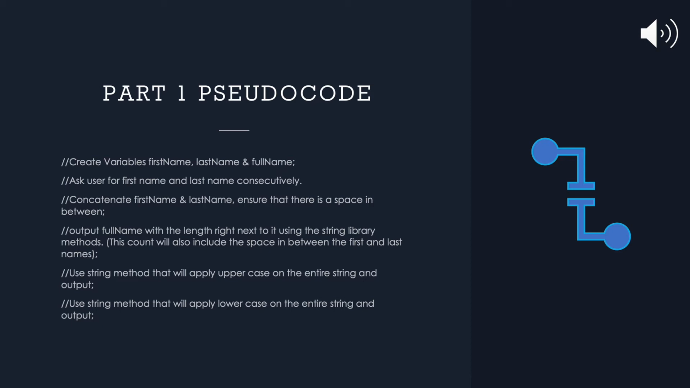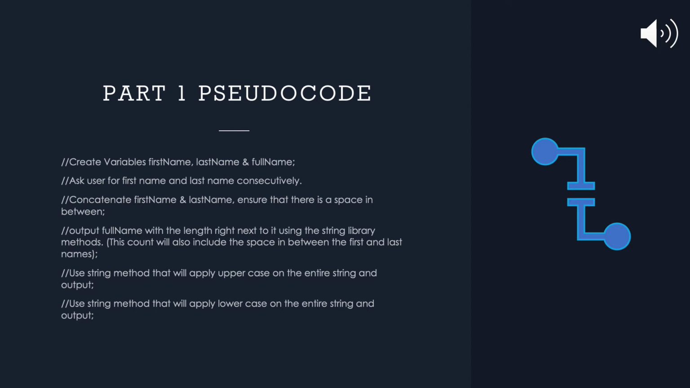Next, we will concatenate first name and last name, meaning that we will combine them using a string method, and we will have to ensure that there is a space in between. Next, we will output full name, and right next to it we will output the count of characters using the string library that exists in Java. This count will also include the space in between the first and last name, so keep in mind that depending on how you feel, you may or may not want to include that number.